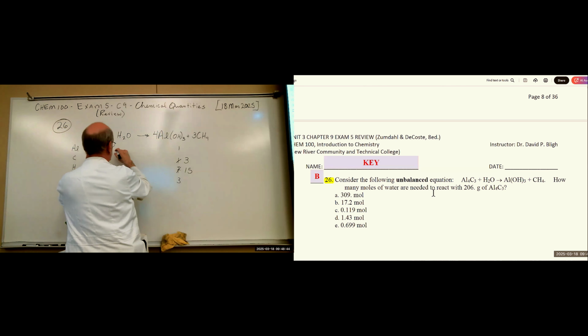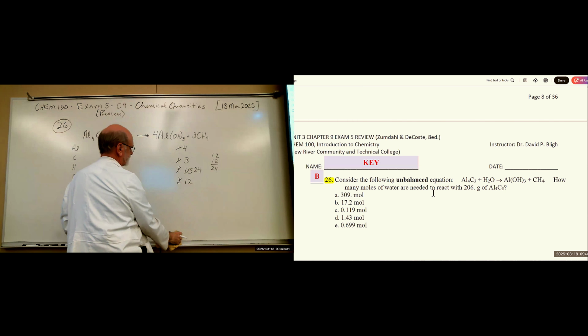Now, let's see. No, that's not right. We changed the oxygens to 12, because 3 times 4 is 12.